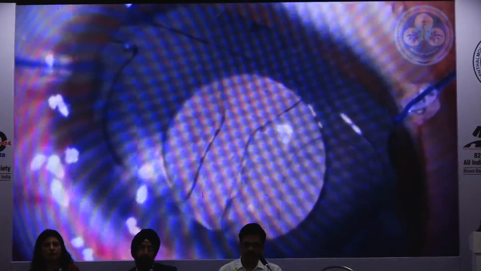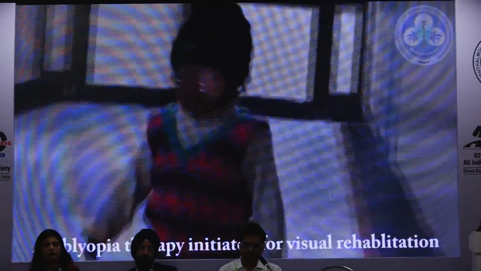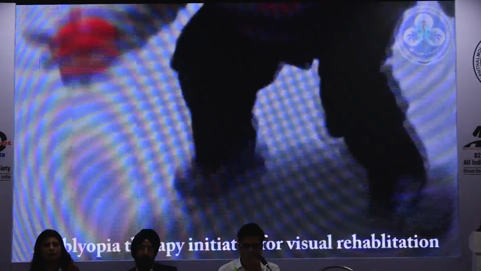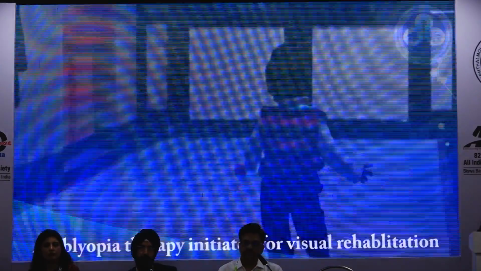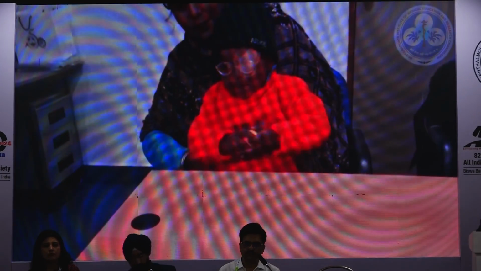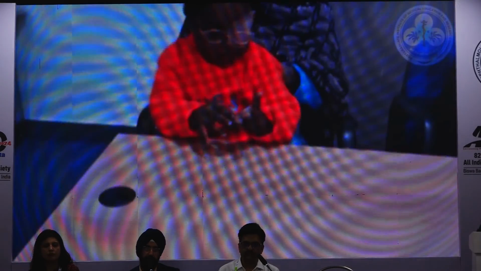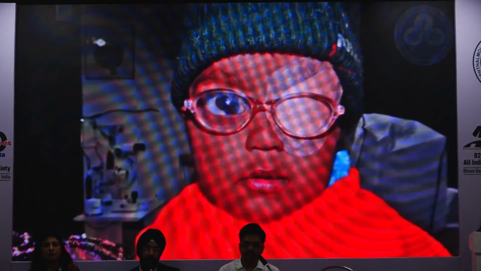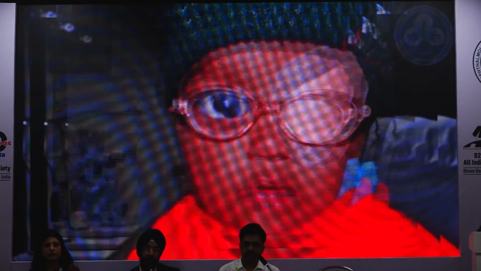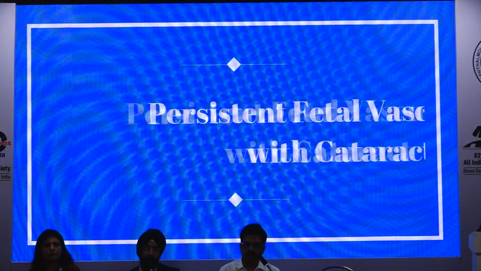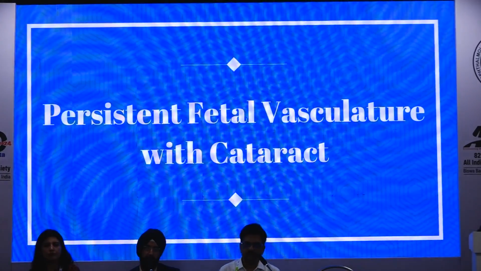Central area was aphakic. So amblyopia therapy was initiated for this child. And this child could achieve good vision. We have follow-up of more than 10 years for this child. Child is myopic by 1.5 diopter.